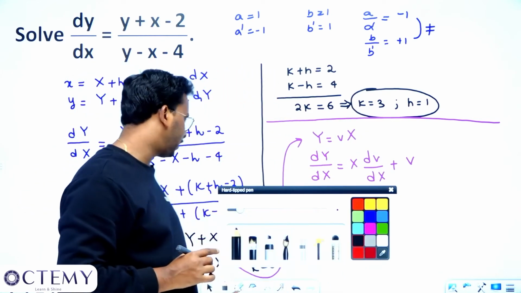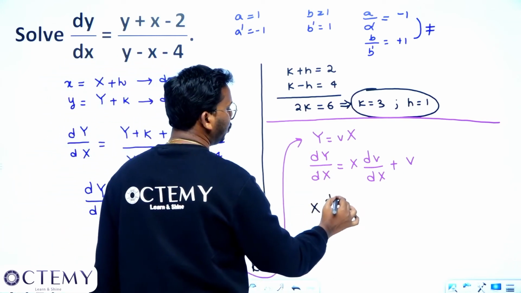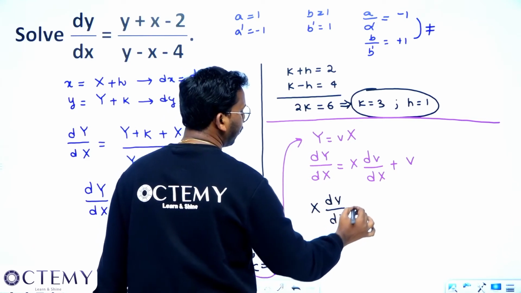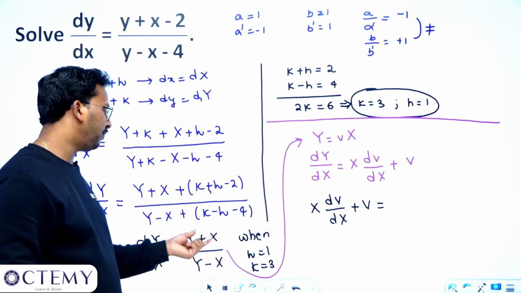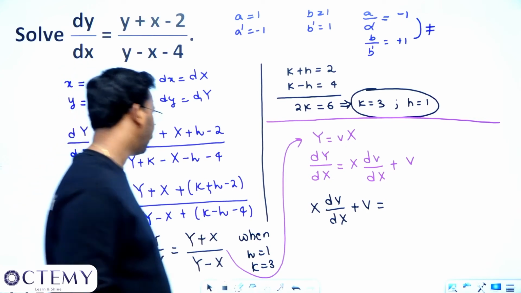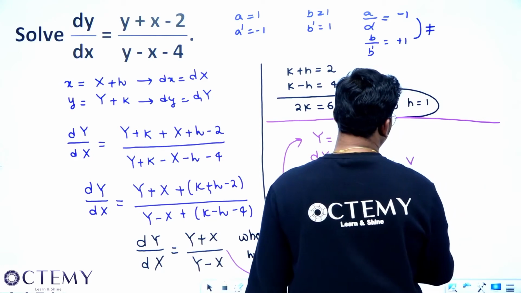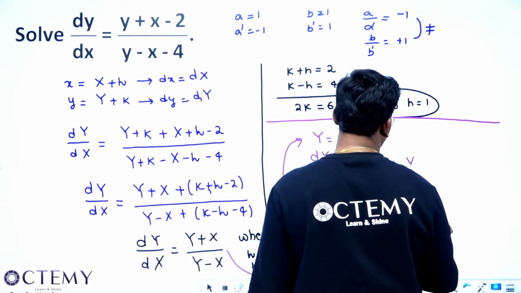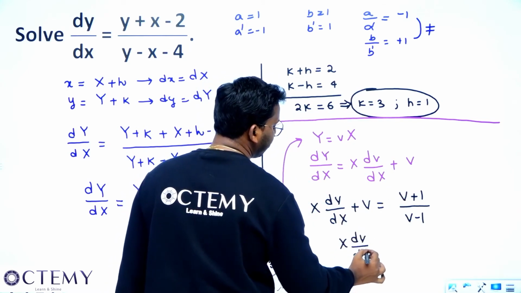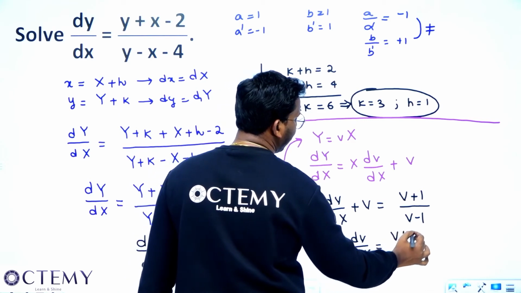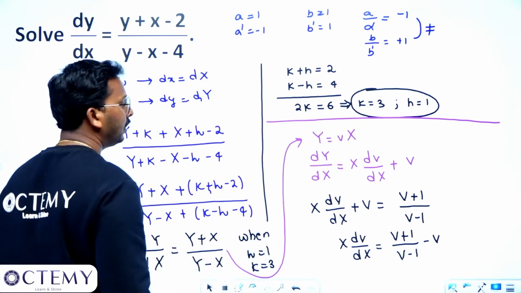Now you replace these two terms here. If we replace these two terms here, what will we get? In place of dY/dX, you write X dv/dX plus v is equal to, in place of Y, I will write vX. So it will become (v + 1)/(v - 1), isn't it? Because this will become vX plus X over vX minus X. Now you send v to that side, sir. So it will become X dv/dX is equal to (v + 1)/(v - 1) minus v, right? Let us continue this.